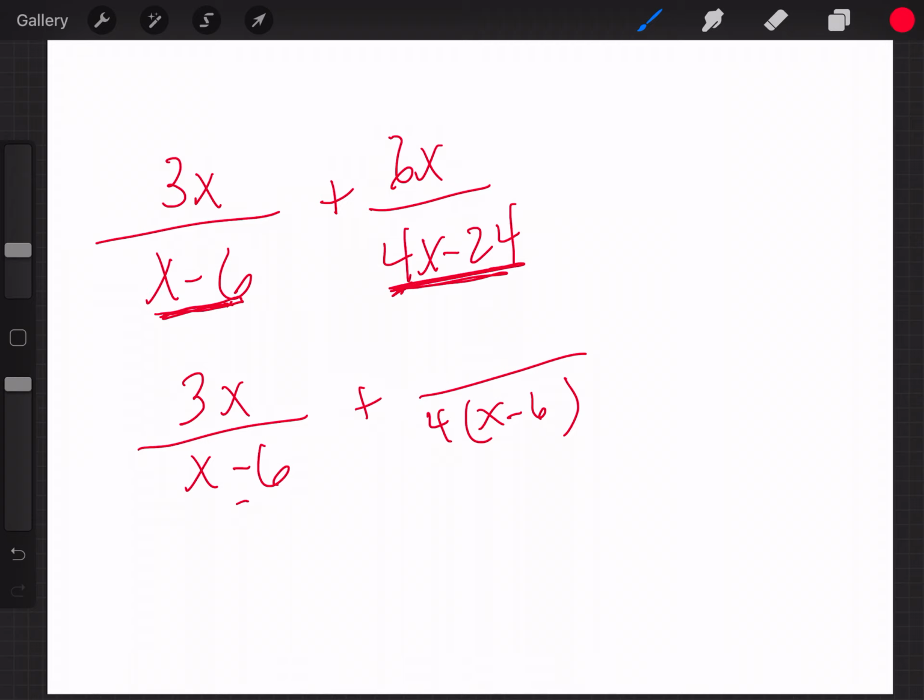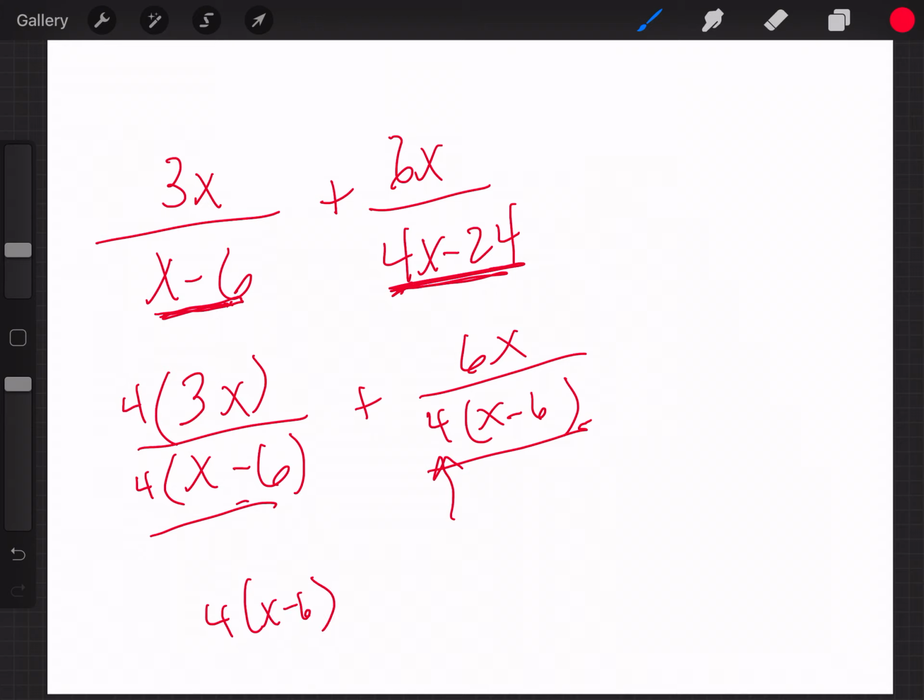Now, when I look at these two problems, remember, I need a common denominator. These need to be the same. They are almost the same, except that one has a 4. So why don't we put a 4 over here with this one, which whatever I put on the bottom, you know I have to put it on the top. So that gives me 4x minus 6 here. On the top, that would give me 4 times 3x is going to be 12x. Plus, that one already has all that junk, so it's going to stay 6x on top.